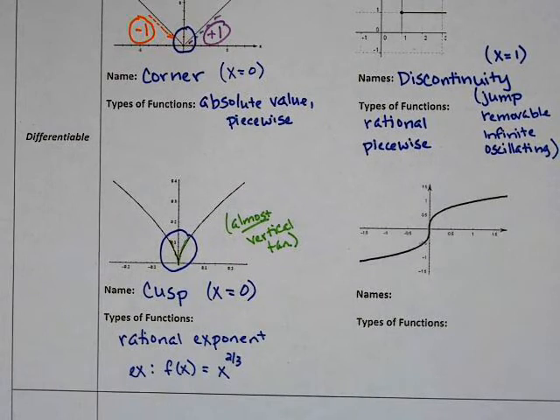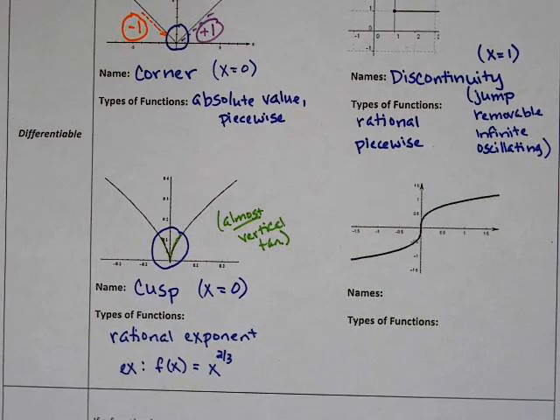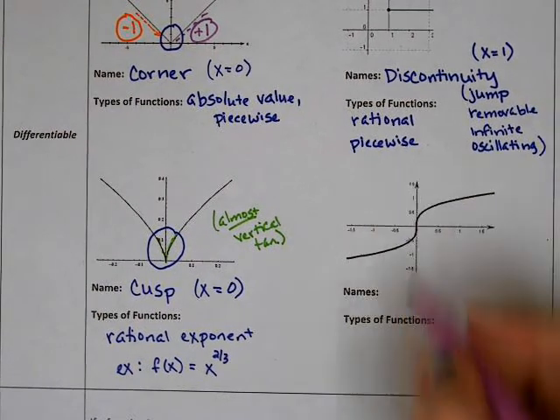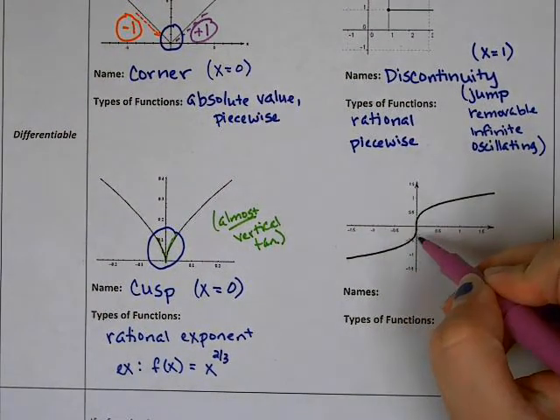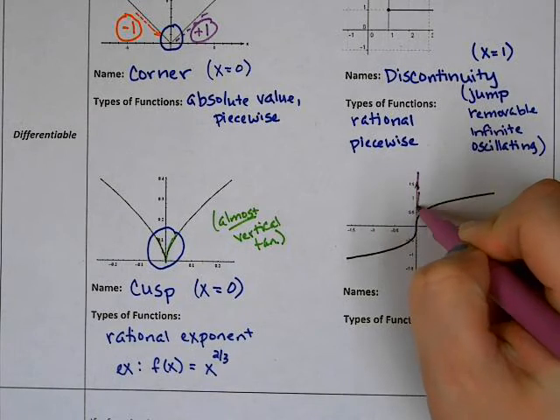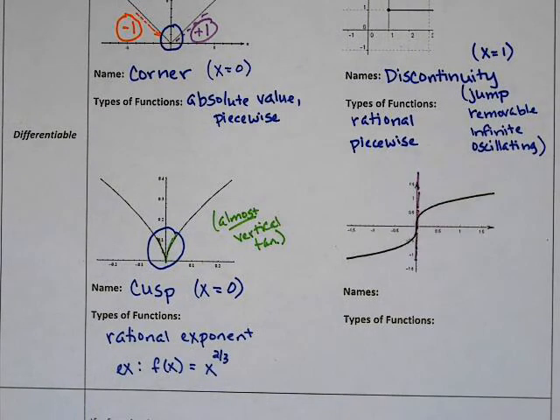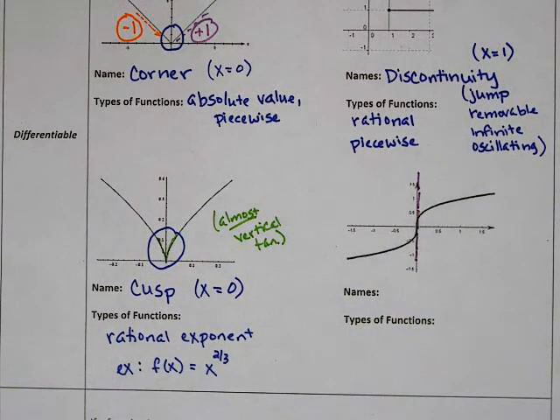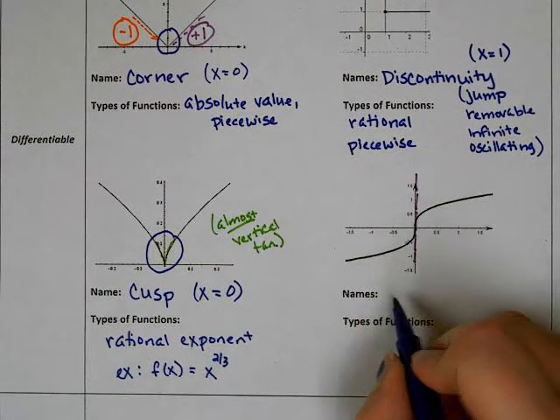Okay? The last type that we're going to talk about here is actually a vertical tangent. When we look at this spot here and we draw the tangent line to the curve, we can see that that's actually a vertical tangent.